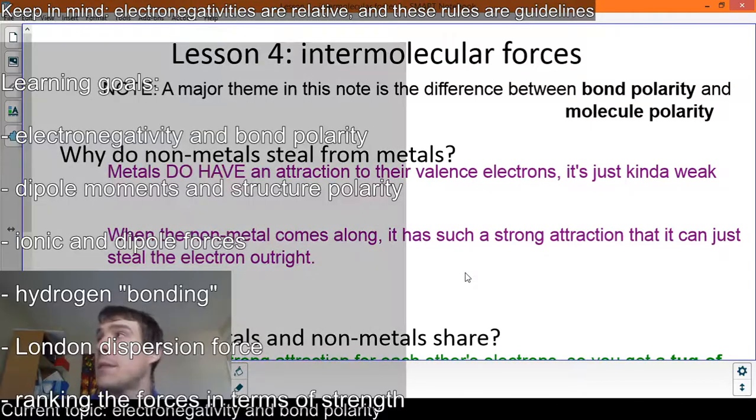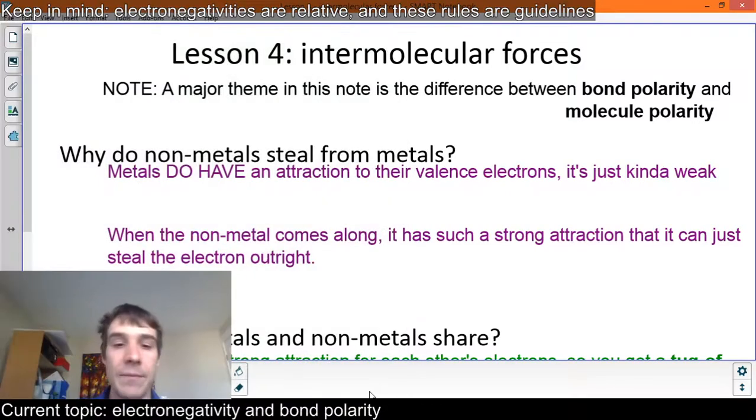So here's what we're going to cover today. We're going to talk about electronegativity and bond polarity. We are going to then talk about dipole moments and polarity of an entire structure. Then once we've talked about the kind of things that affect structural polarity, we'll talk about what that means for intermolecular forces, including ionic forces, dipole forces, hydrogen bonding, which isn't really a bond, London dispersion force, and then we're going to rank them in terms of strength and talk a little bit about what this means for different chemicals.